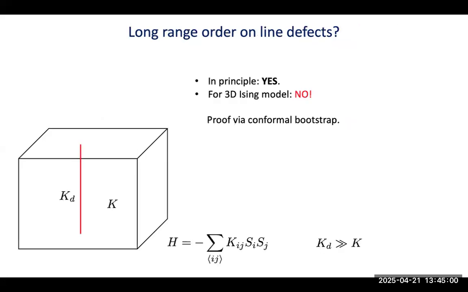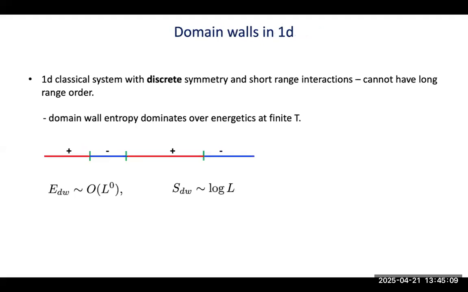So okay. In contrast, for 1D line defects and discrete symmetry, you can break in principle, but for Ising it doesn't happen. Okay, so let's first remind ourselves, why don't we get a long-range order in one dimension at finite temperature? And of course, the reason is domain walls, right?